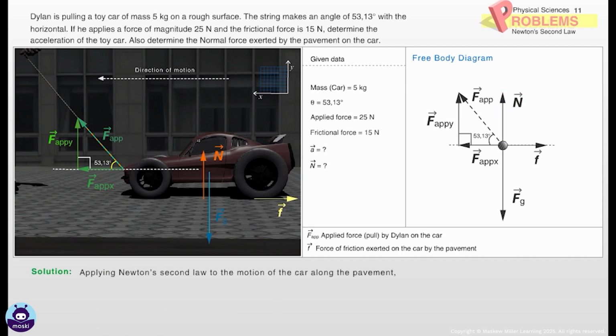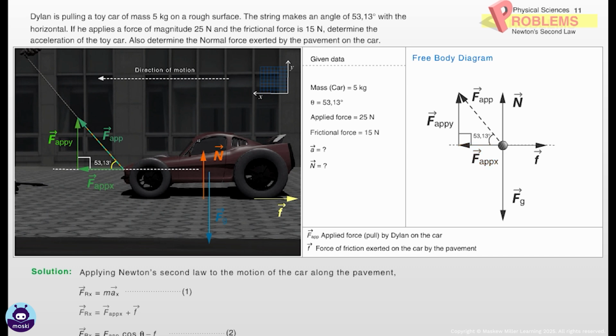We can apply Newton's second law to the motion of the car along the pavement. Vector F_Rx equals m times vector a_x. Vector F_Rx is the vector sum of the forces parallel to the pavement. Therefore, vector F_Rx equals vector F applied x plus vector F. Taking the leftward direction as positive, we get F_Rx equals F applied cos theta minus F.